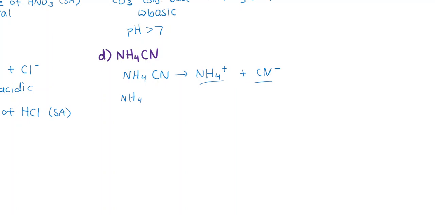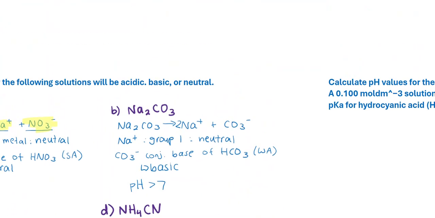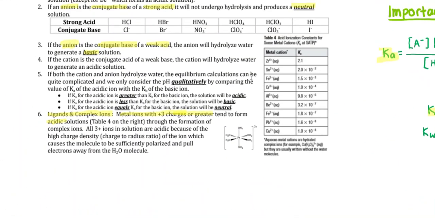So this is the conjugate acid of NH3. And if we go here, a conjugate acid of a weak base is this one, rule number 4, and it will produce an acidic solution.